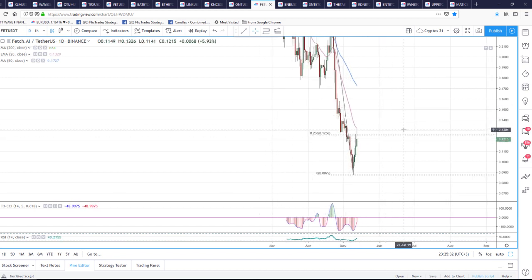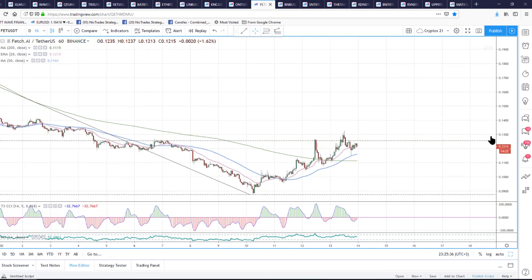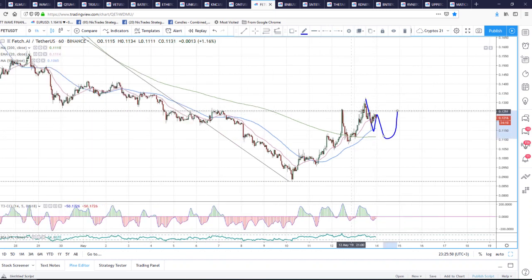I don't think I've explained that one very well. So would you buy this here? No, probably not. I'm probably looking for another bigger ABC correction. So we're going to go A through. Remember, corrections are normally 3 waves. Maybe we'll hold this 200 moving average. Maybe we won't come back too far. But then back above this horizontal resistance level would be what I'm looking for.